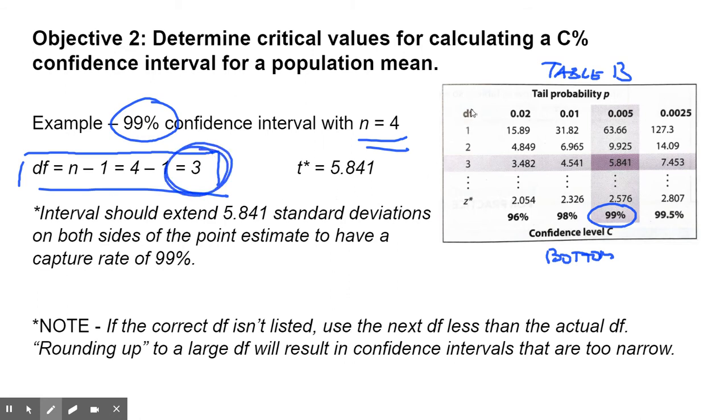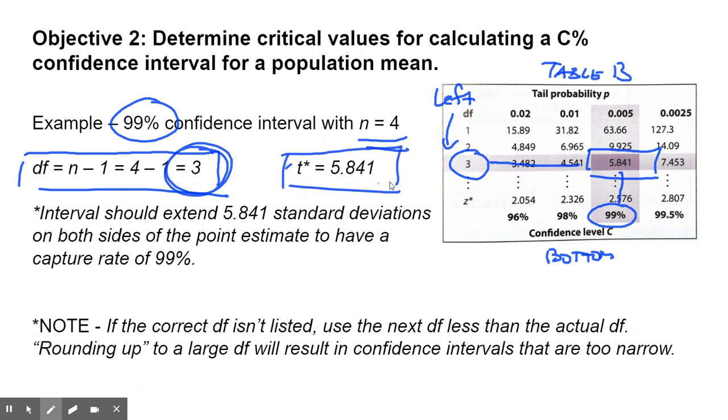So over here are your degrees of freedom on the left-hand side. You need to go down until you find the 3. There's my 3. Now it's just about matching up. Go up from the 99%, go to the right from the 3, and there will be your T star value of 5.841. Again, this is just the multiplier to ensure that your interval is big enough for your capture rate, for your confidence level.